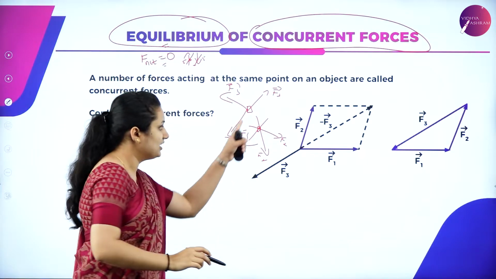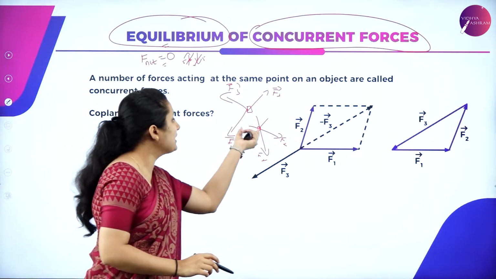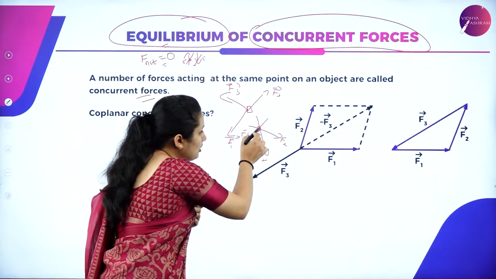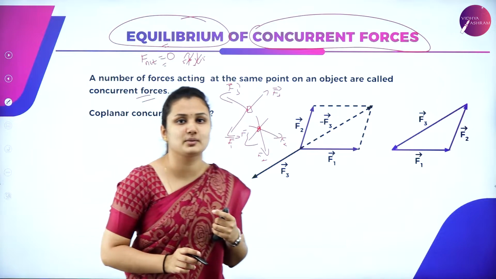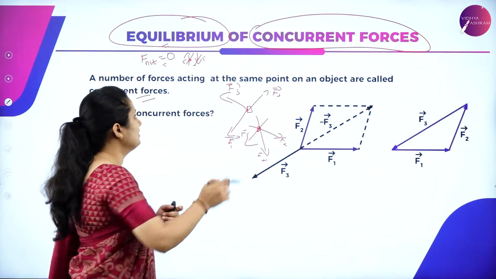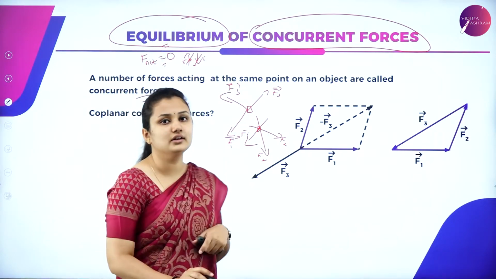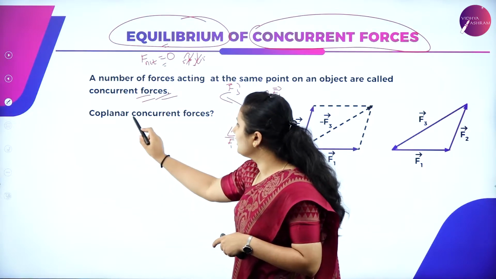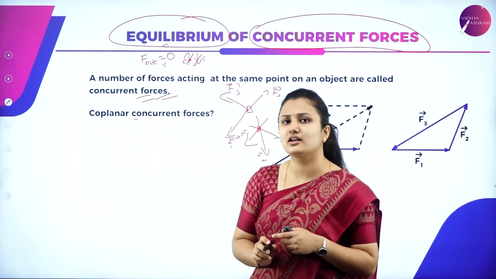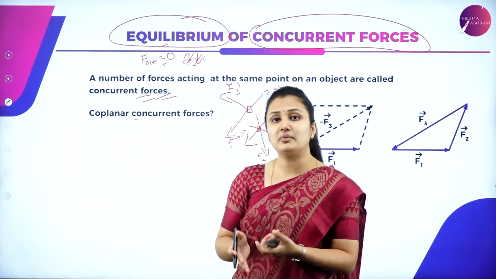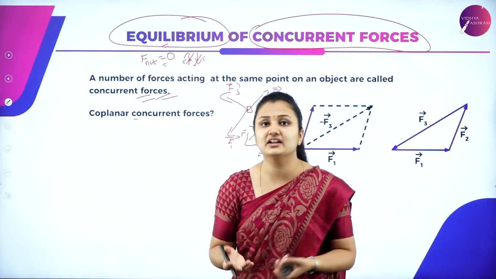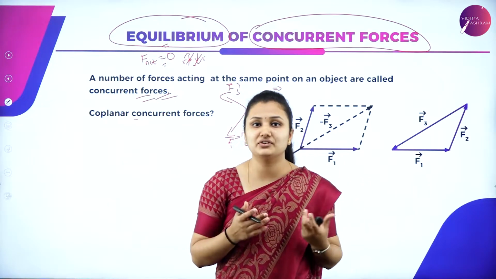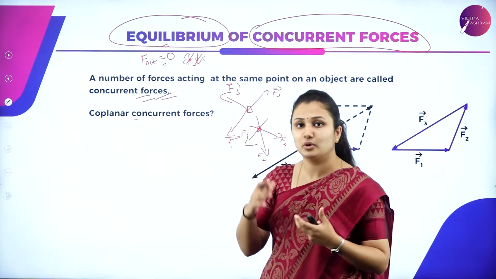You can see in a concurrent force system, many forces are passing through the common point. That is what we call concurrent forces. Then what do you mean by coplanar concurrent forces? What do you mean by coplanar? We have studied in chapter 3 in the previous sessions when we discussed the types.